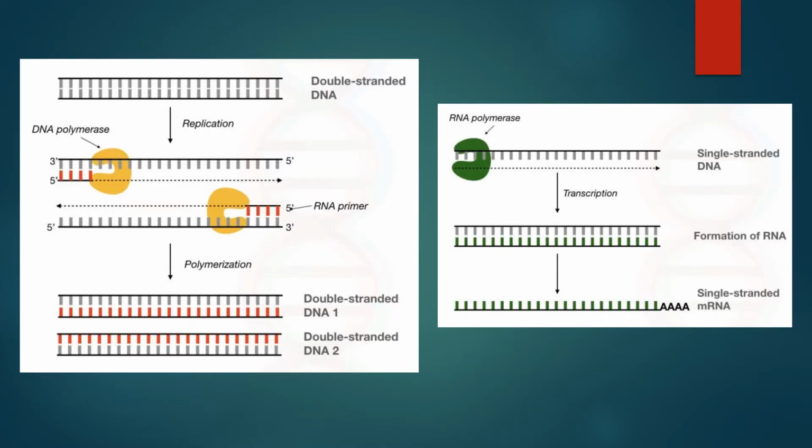In this slide, we can see two pictures. The first picture represents the mechanism of DNA polymerase and the second picture represents the mechanism of RNA polymerase. In the first picture, DNA polymerase acts and synthesizes two double-stranded DNAs from one single-strand DNA. In the second picture, RNA polymerase synthesizes another RNA from one single RNA.